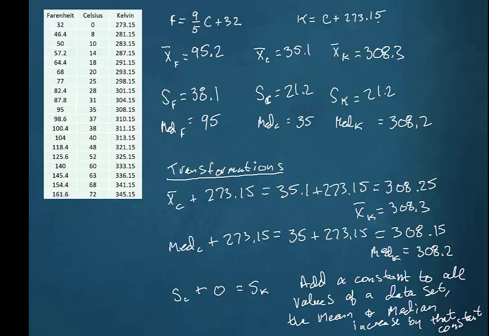If we look at the first 2 entries for Celsius, we see 0 and 8. If we look at the first 2 entries for Kelvin, we see 273.15 and 281.15. It's still a gap of 8. And moving on, the next gap is 2. The next gap is 4. So the deviations from the mean remain the same. So the standard deviations will be the same. So we can say the standard deviations are unaffected.